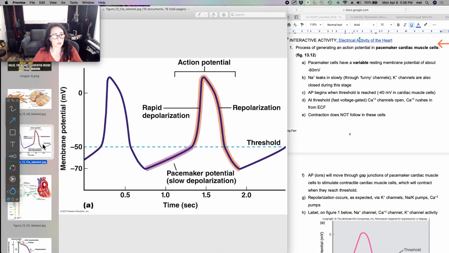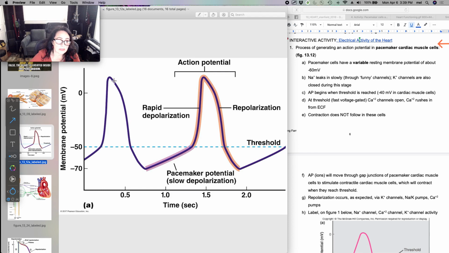And then what happens is when you leak to threshold, and people can't quite agree, between minus 40 and minus 50 in cardiac muscle cells. This one shows minus 50, but most of the literature says minus 40, but I won't ask you either one. Just want you to know it's the right direction, okay? As you begin to depolarize and you hit threshold in cardiac muscle cells, you're going to open a new kind of channel. This is a channel that you haven't met before either. This channel is called a fast voltage gated calcium channel, because you'll meet a slow one later, okay? Fast voltage gated calcium channel.